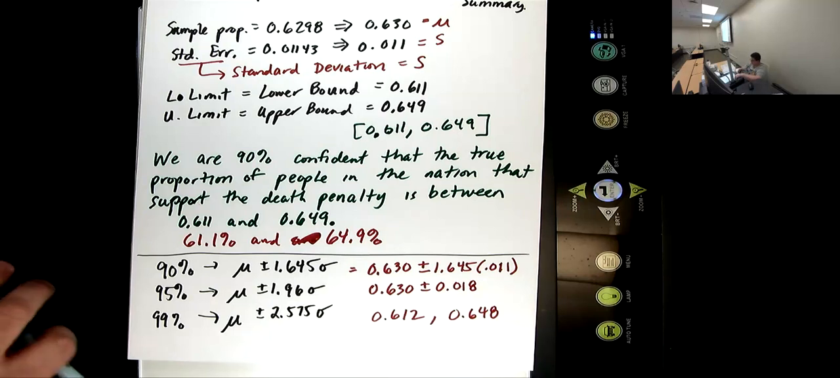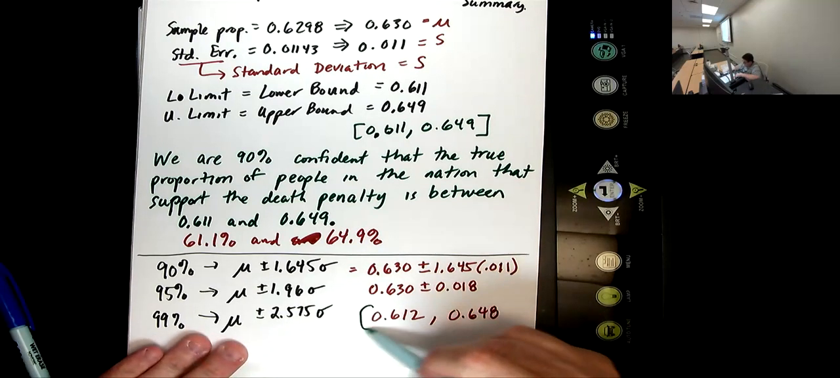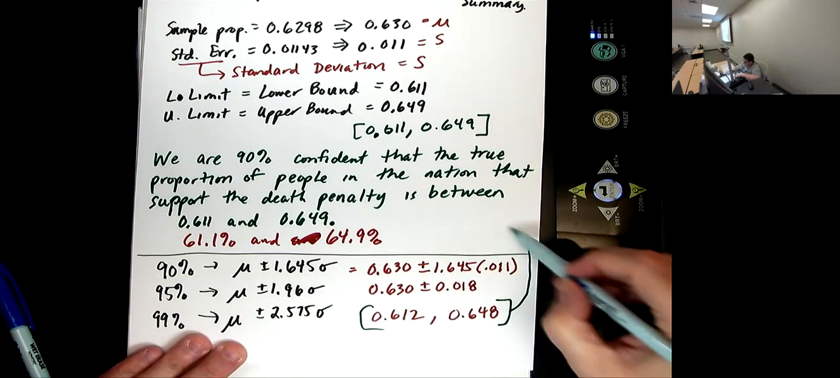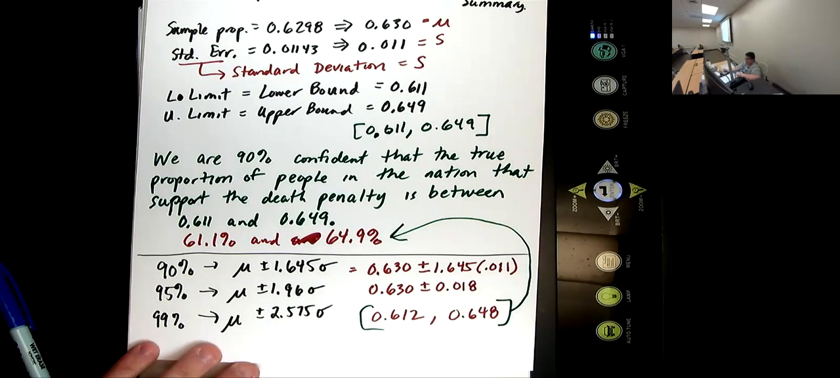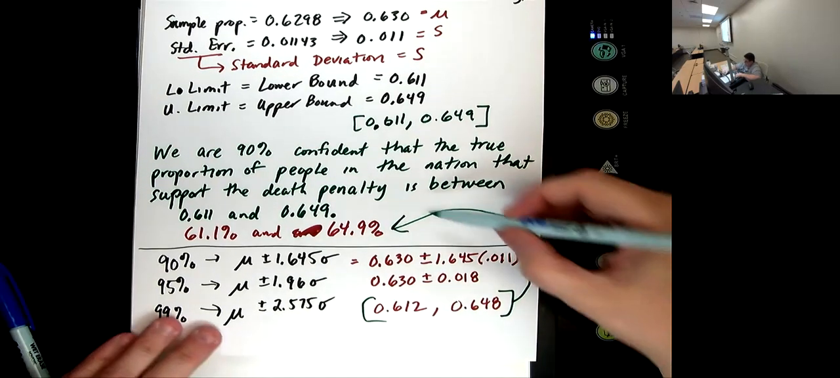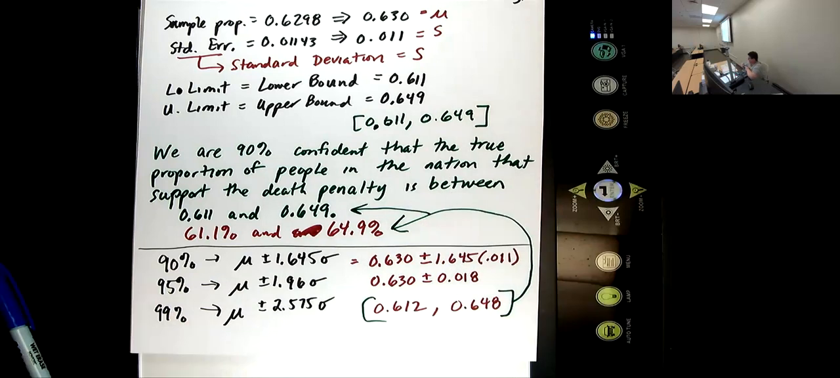So this is pretty close to that. Would you agree? That looked pretty close, well, to the decimal right there. But there's a difference. Does anyone know why there's a difference? Any ideas?